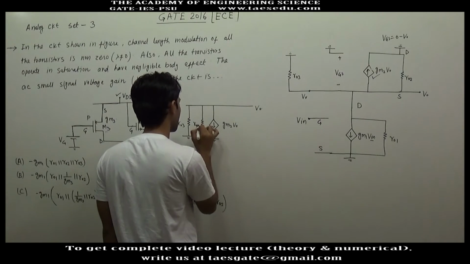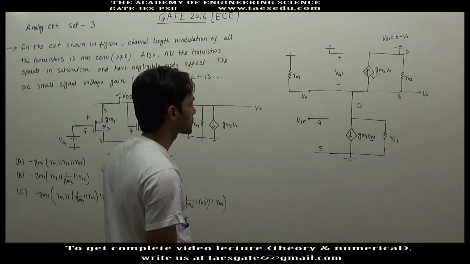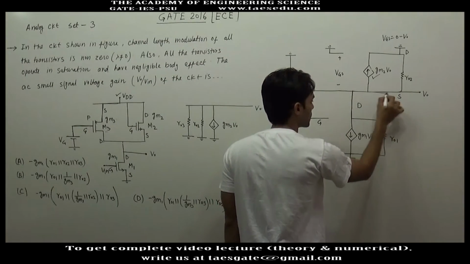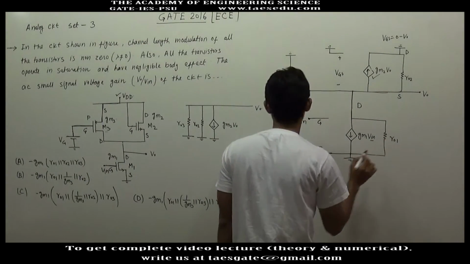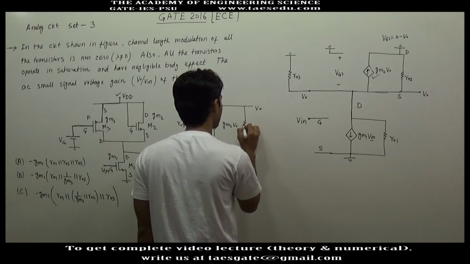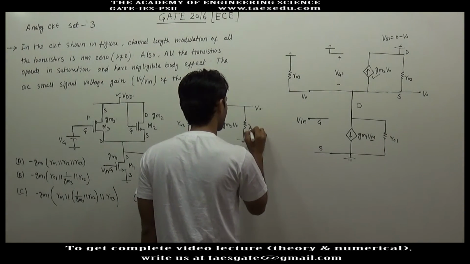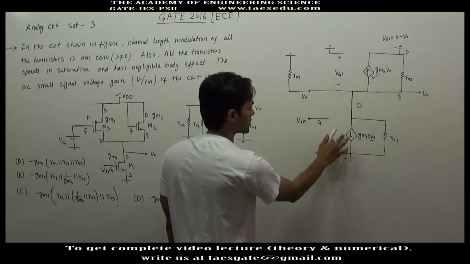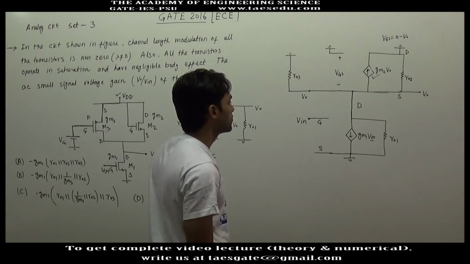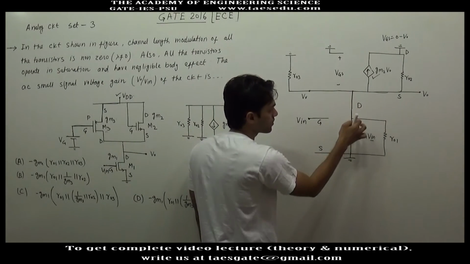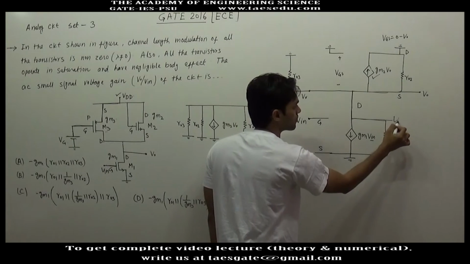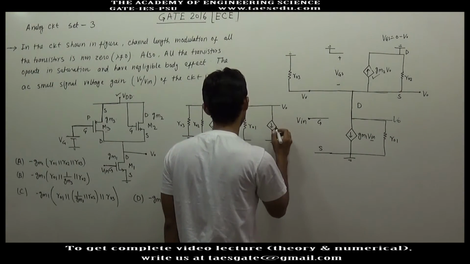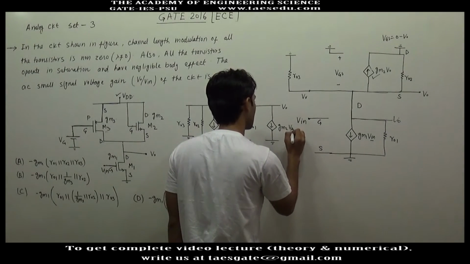So this is R02. R01 is connected between this terminal, which is nothing but V0, and ground. This is R01, and again we have a current source GM1 into V input flowing from V0 to ground, and this is GM2 into input voltage.